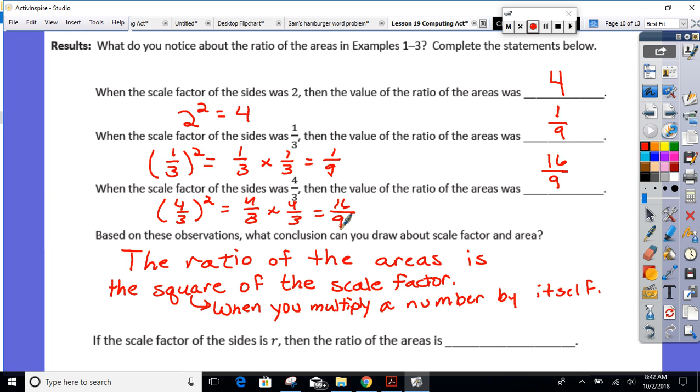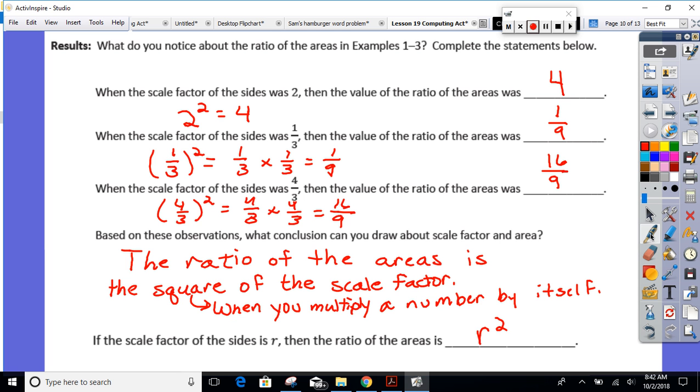So we can say if the scale factor of the sides is R, then the ratio of the areas is R squared. Just kind of a general, very mathy sounding sentence where we use a variable to represent the scale factor of the sides. So whatever the scale factor of the sides is, we just multiply that by itself to get the ratio of the areas.